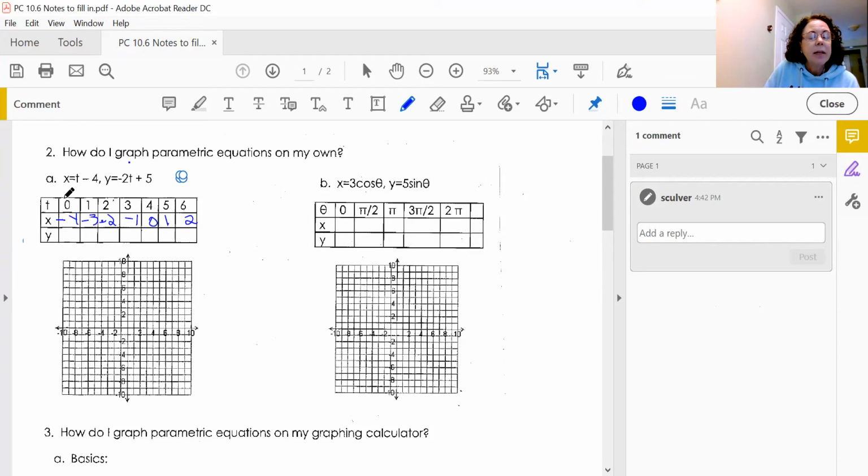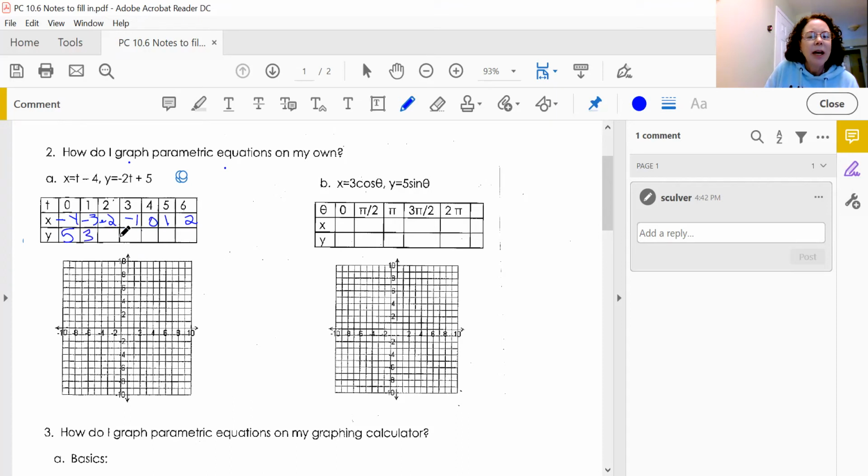Again, let's put our t's into our y equation. That would be a 3. Sorry, when I put in a 0, negative 2 times 0 plus 5 is 5. Sorry, that deleting kind of threw me off. There we go. When I put in a 1, I get a 3. When I put in a 2, I get a 1.